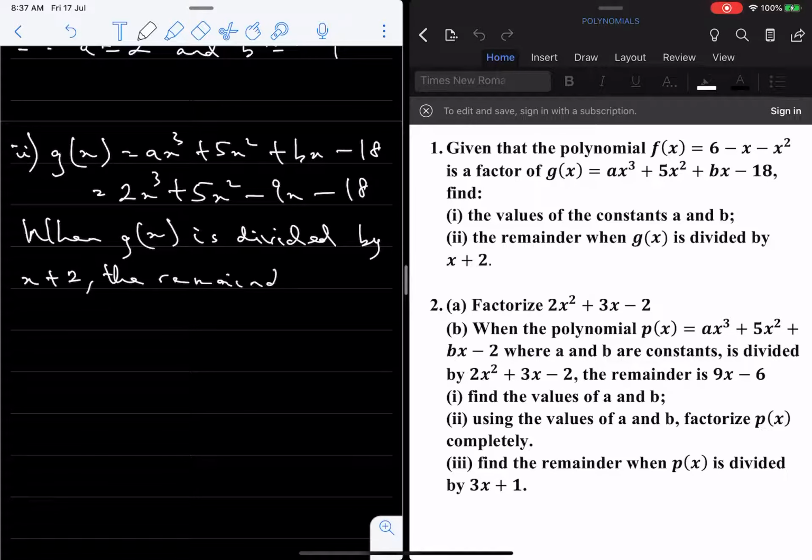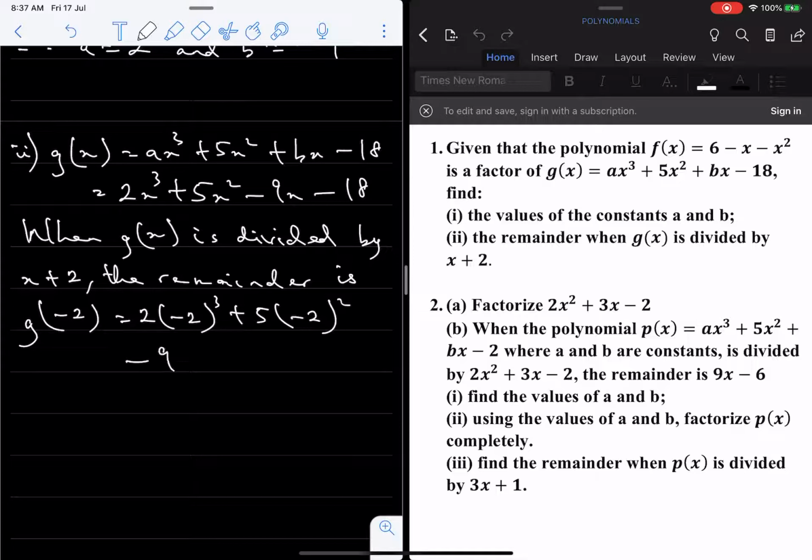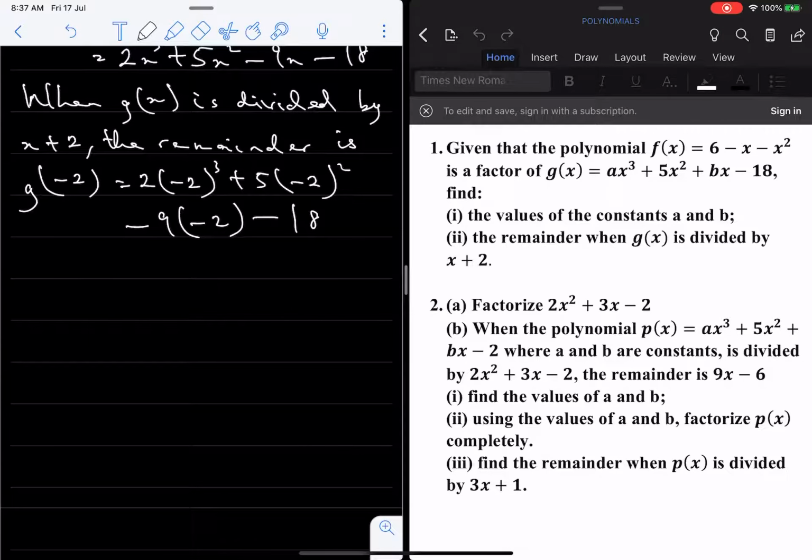And that remainder, by the remainder theorem, is g of minus 2, which is equal to 2 times minus 2 cubed plus 5 times minus 2 squared minus 9 times minus 2 minus 18.